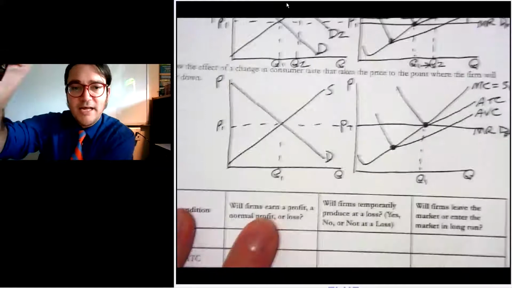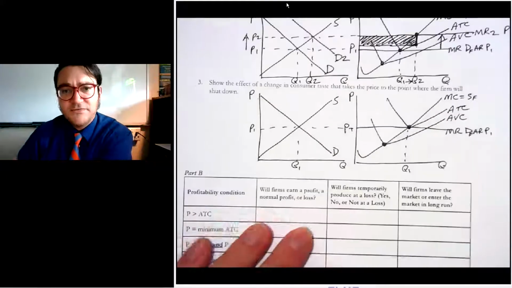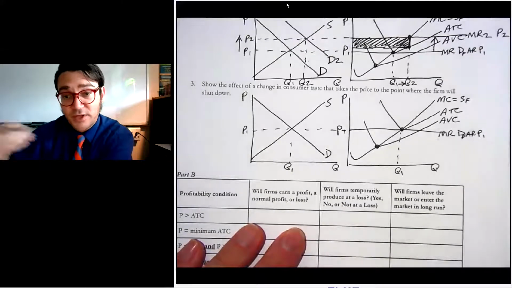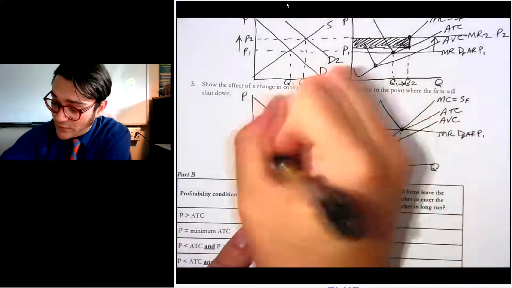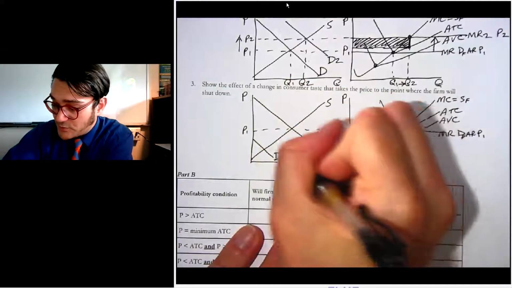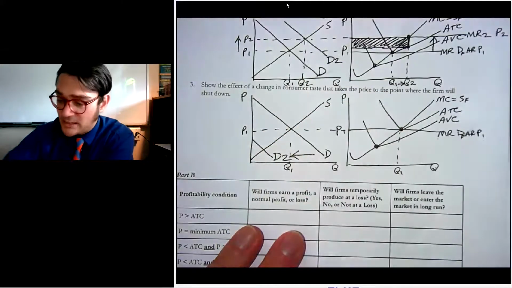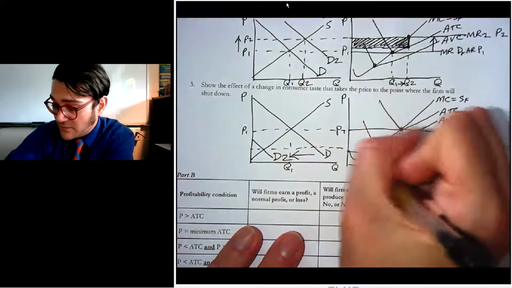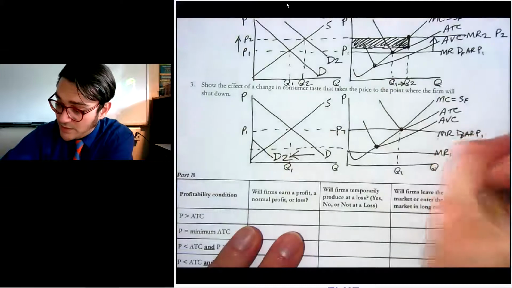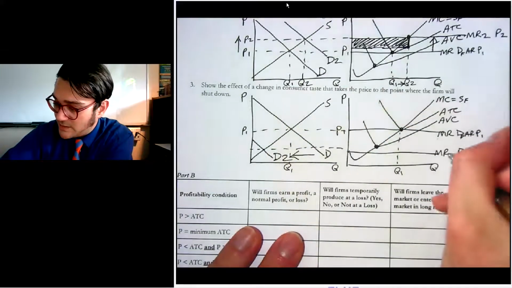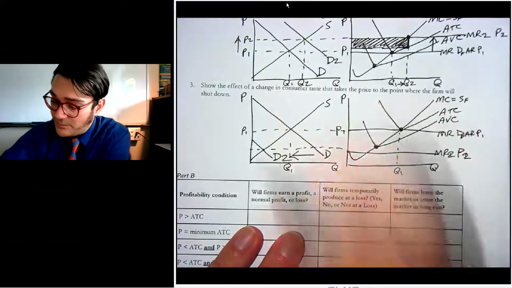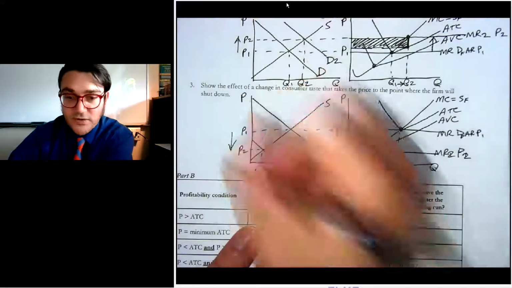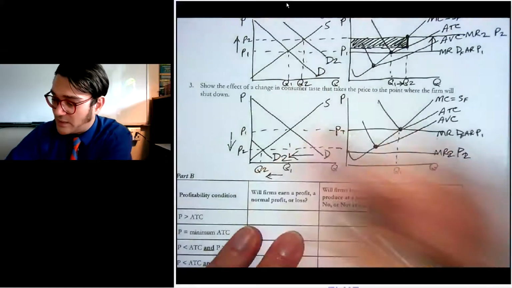Okay, now the last one says show the effect of a change in consumer taste that takes the price to the point where the firm will shut down. So for this one, the price is going to fall really far and it's going to have to go really low. Demand curve number 2, so demand is decreasing a lot. We have this new MR-D-ARP that's very low, that's MR2, P2, Q2. So the price falls a lot, and the quantity is going to fall a lot.